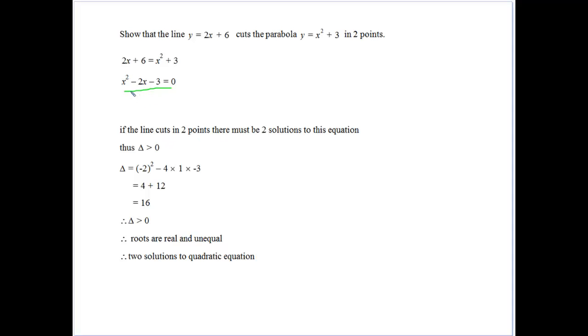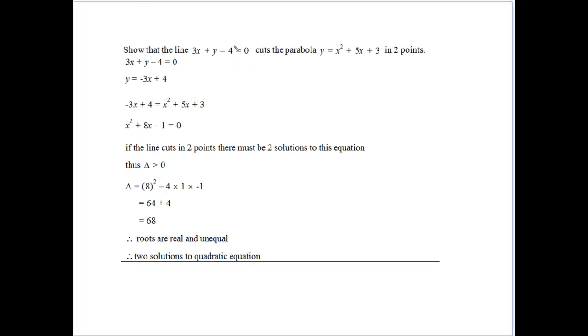We have to get the 2 different x values where this equation would equal 0, because that's where they would be. That's where we have to solve that to find the values of x. If it cuts it in 2 points, and that has 2 solutions, that must mean the discriminant is greater than 0. So take your discriminant, we get 16, it's greater than 0. So the roots are real and unequal. So that means we've got 2 solutions to the quadratic equation, so it must cut in 2 points.